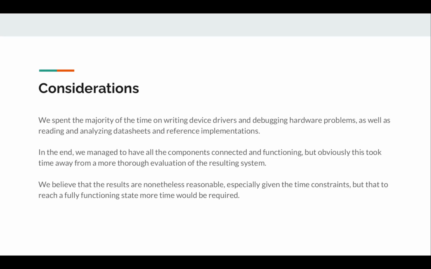We still believe that the results are quite reasonable and, shall I say, promising. But of course more time would be required for a proper complete system.